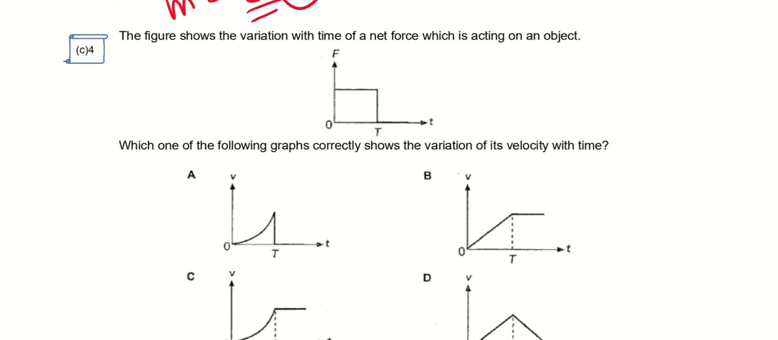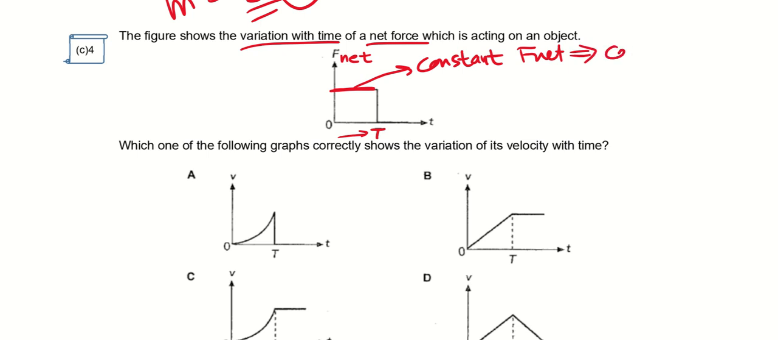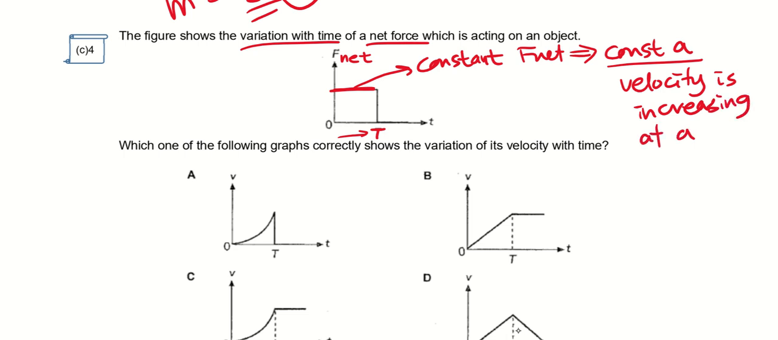Now, C4. The figure shows the variation with time of Fnet, which is acting on an object. So this is actually Fnet. And from 0 to time t, there is a constant Fnet. So if I have constant Fnet, which means I have constant acceleration. But what does constant acceleration mean? It means the velocity is increasing at a constant rate.